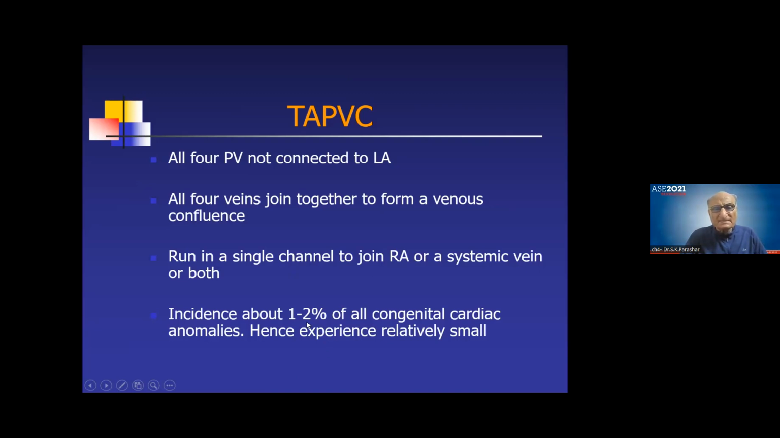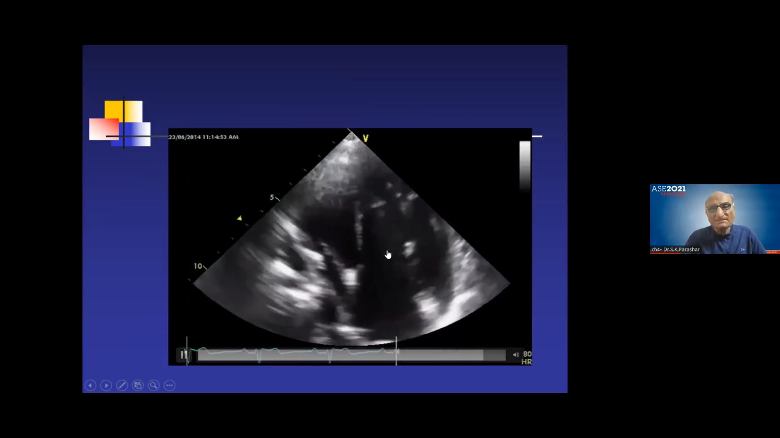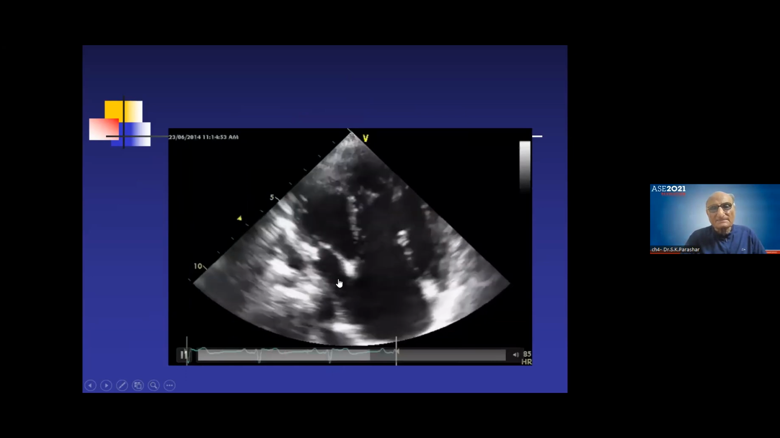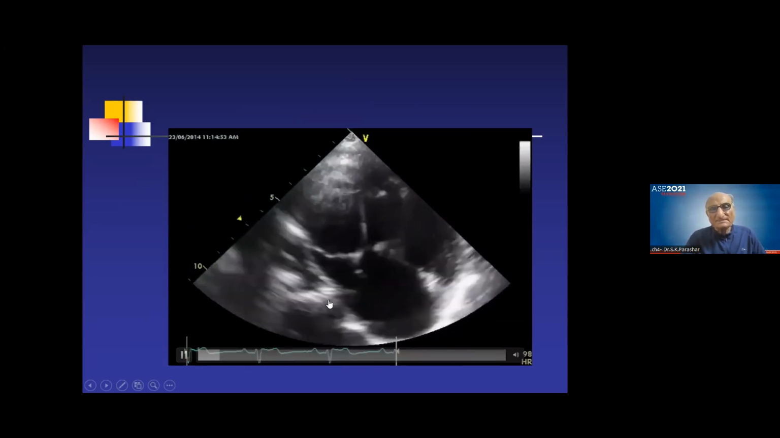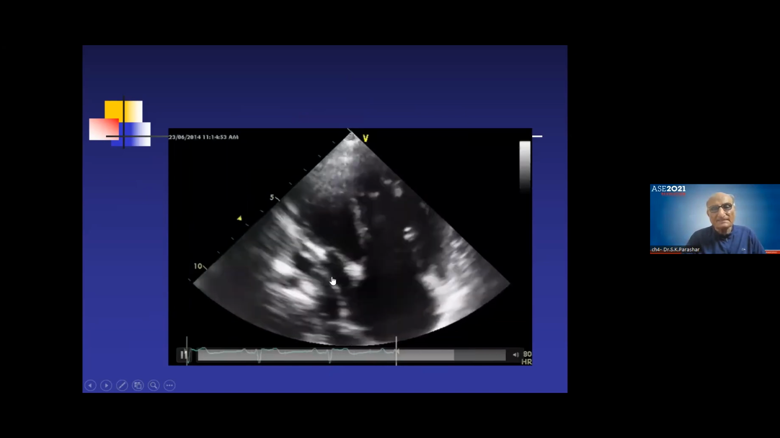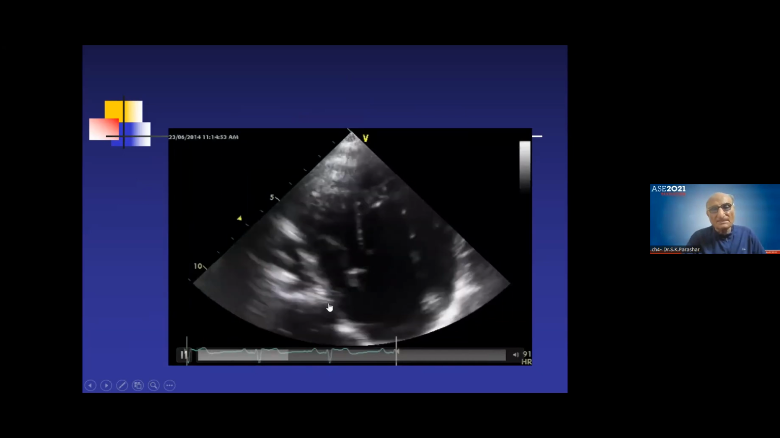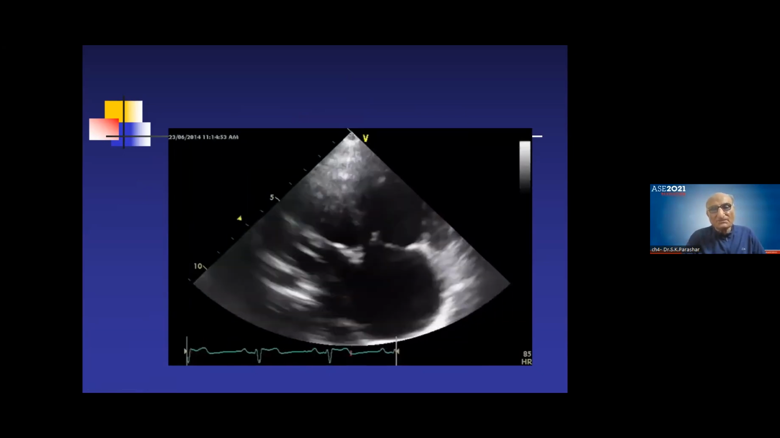Because it is a very rare condition, the experience is relatively small. Now you see this is the RV, enlarged RA, interatrial septum, small LA, and you see there is an echo-free space or echo-free chamber behind the LA. This is the small LA, and this small chamber behind the LA is known as the venous confluence. You'll understand it better.